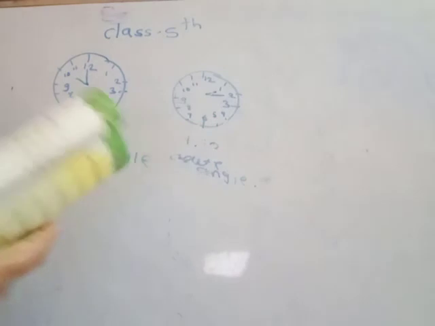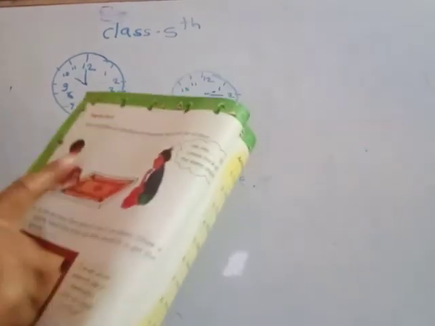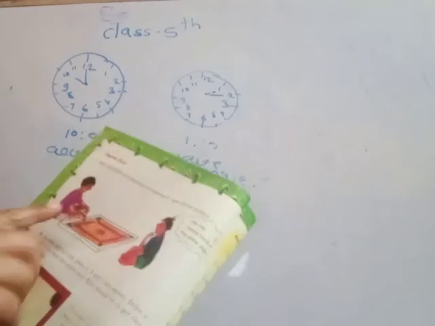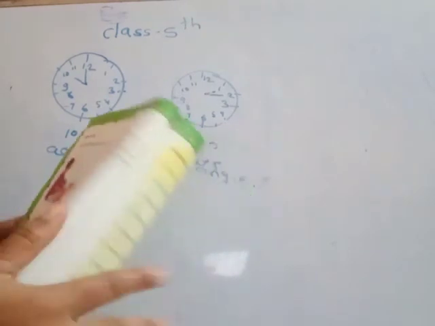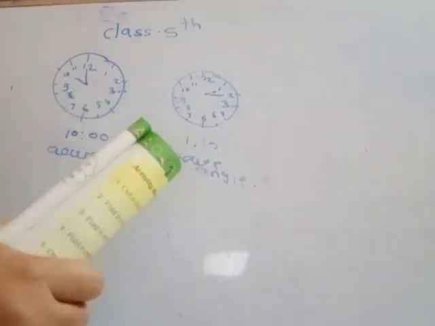The next one, see this degree clock. Appu and Kittu are playing this carom board. Appu hits the striker, then it comes back at the same angle.